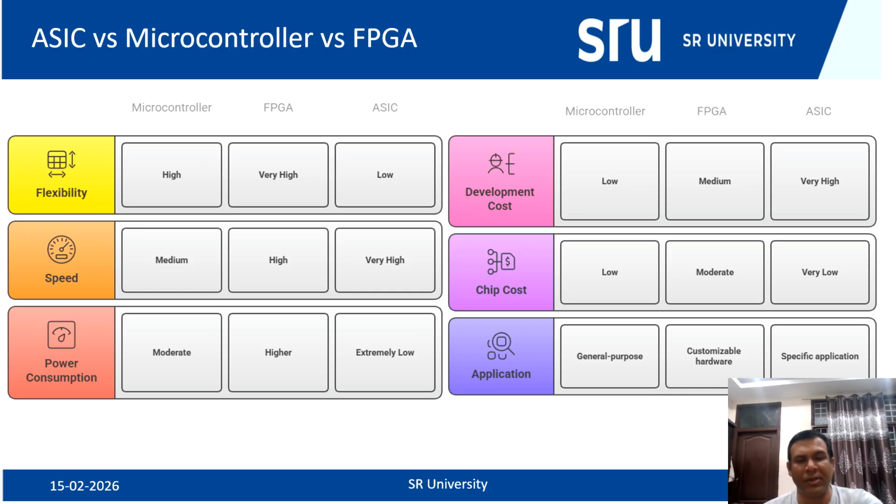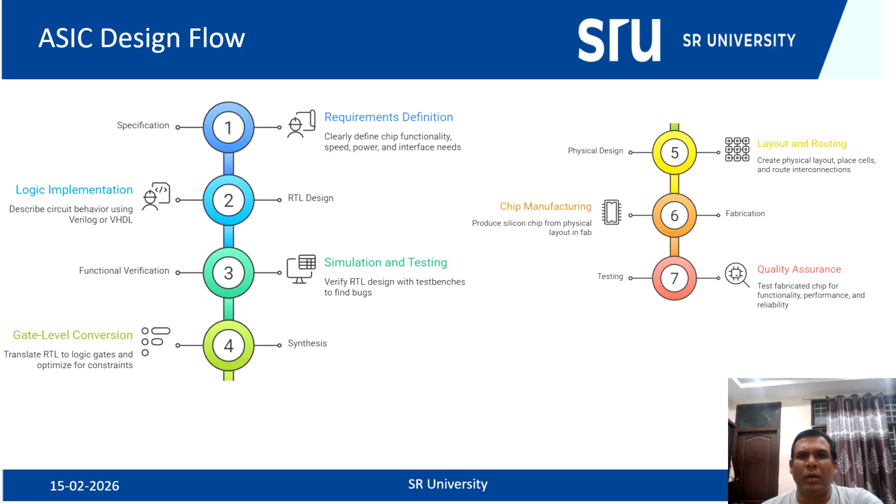Although the development cost is very high, the cost per chip becomes very low in mass production, making ASIC ideal for large-scale products such as smartphones, automotive controllers, and AI processors. So, in summary, I can say that microcontrollers are the best for flexible and low-cost applications, FPGAs are ideal for customizable hardware design, and ASIC provides the highest performance and efficiency for dedicated applications.